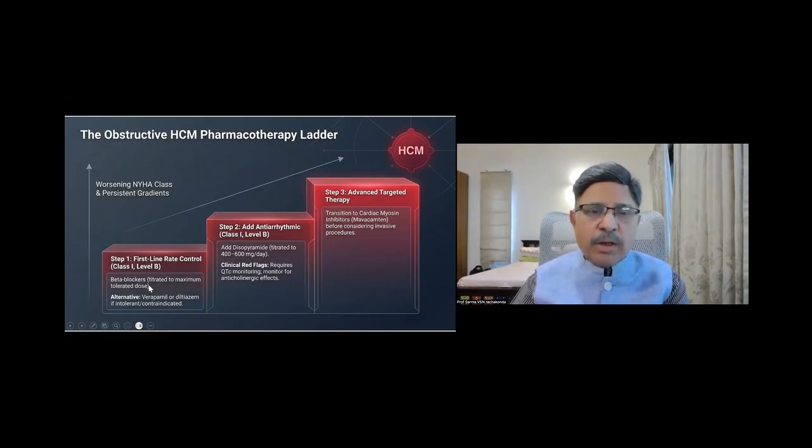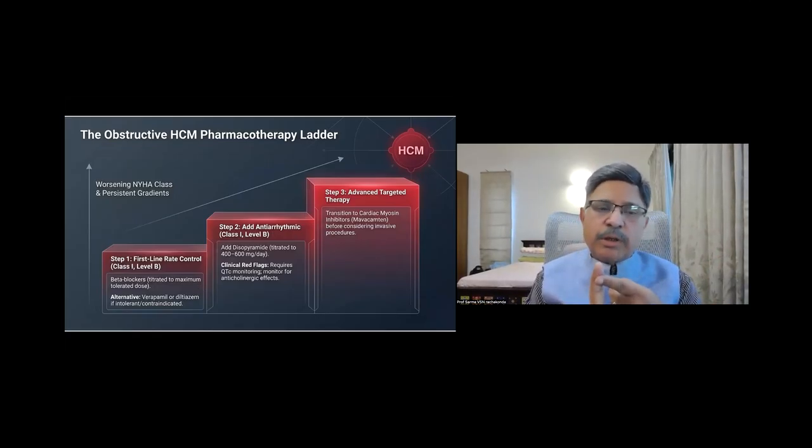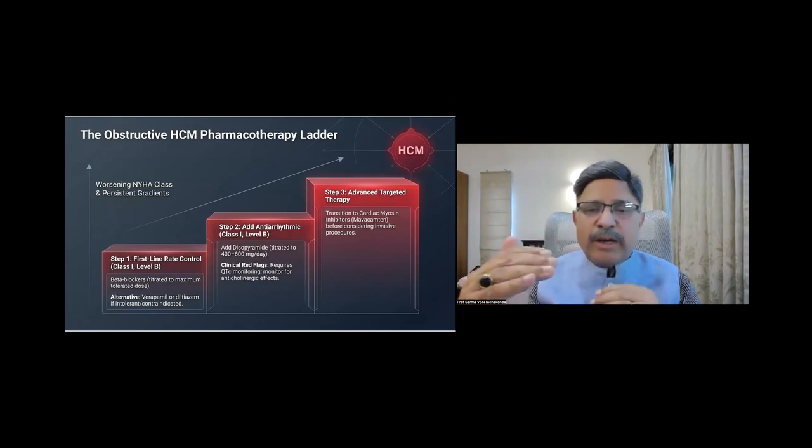The alternatives: if beta blockers are contraindicated or not tolerated, you are at liberty to give verapamil and diltiazem. Verapamil and diltiazem are also calcium channel blockers, not the regular dihydropyridine type of calcium channel blockers like amlodipine. So first drug of choice, newer generation beta blocker, alternative drug of choice, verapamil and diltiazem. And you should titrate the dose to the maximum to keep the LVOT gradient low.